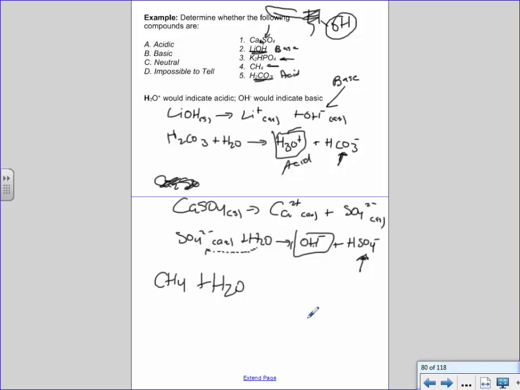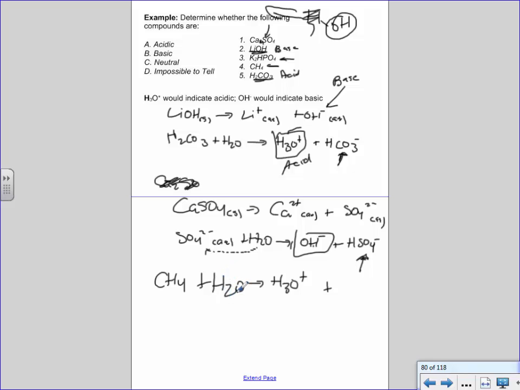Now I'm going to try my best and make it an acid. So let's say I wrote H3O+. I'm going to try to make it an acid. What would the other byproduct have to be if H3O became H3O+ and added an extra proton?